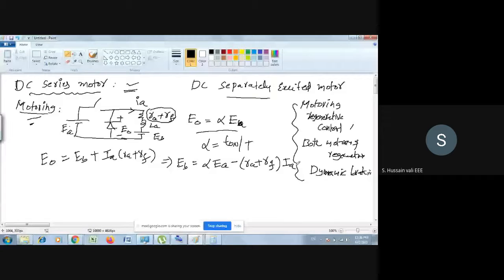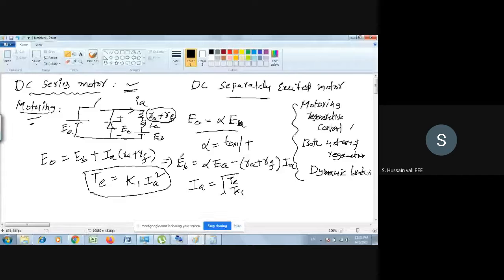Now similarly, we have one important equation. What is that equation for the electromagnetic torque? The equation for the electromagnetic torque in case of the DC series motor is some constant K1 into IA square. This you know, because for the DC series motor, this is the equation. So from this, IA is equal to the square root of TE by K1. We will substitute that here.